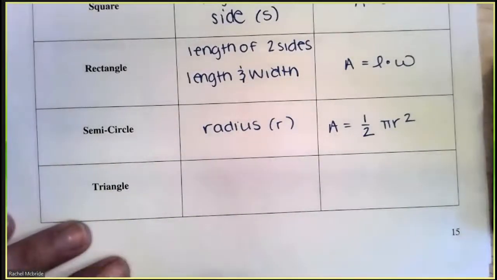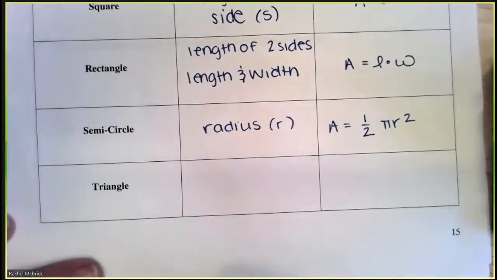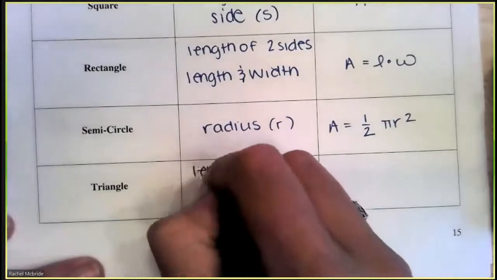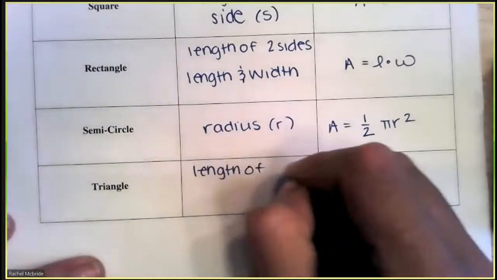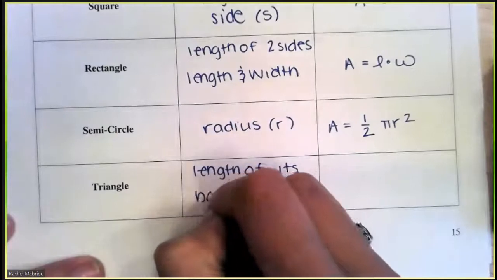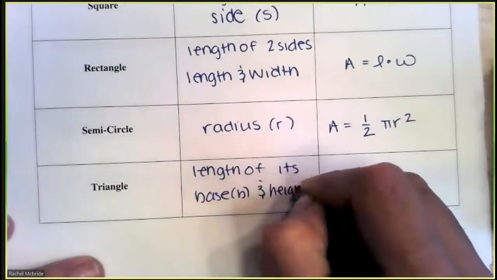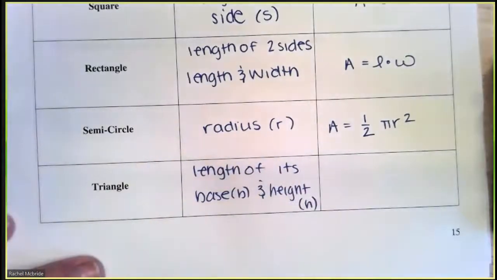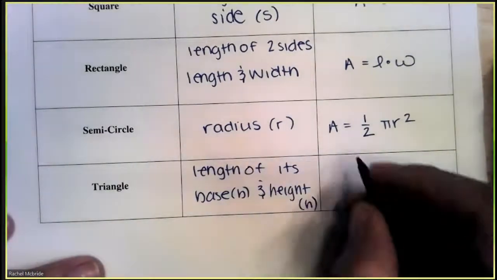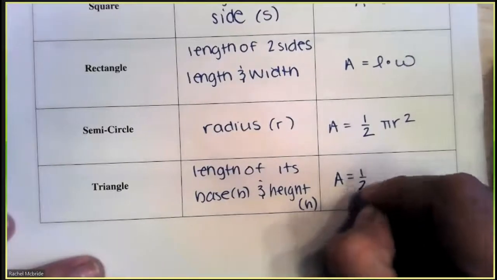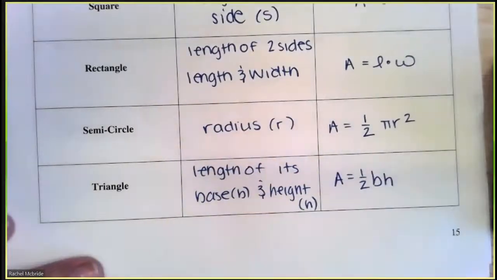And then if you want to know the area of a triangle, then you need the length of its base, B, and height. The area of a triangle is 1/2 base times height.